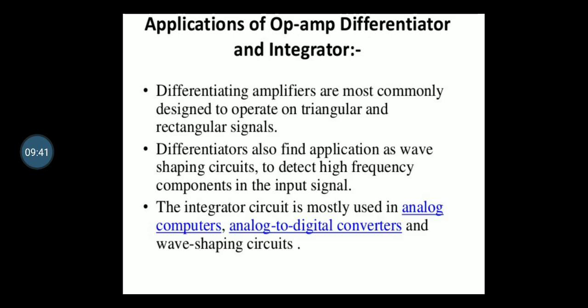Applications of the op-amp differentiator and integrator. Differentiating amplifiers are most commonly designed to operate on triangular and rectangular signals. Differentiators also find applications in wave shaping circuits. The integrator is used in analog computers, analog to digital converters, and wave shaping circuits. So these are a few applications of the differentiator and integrator. Thank you.